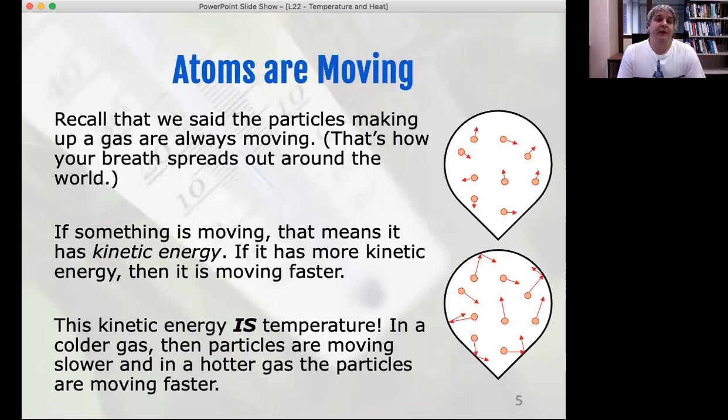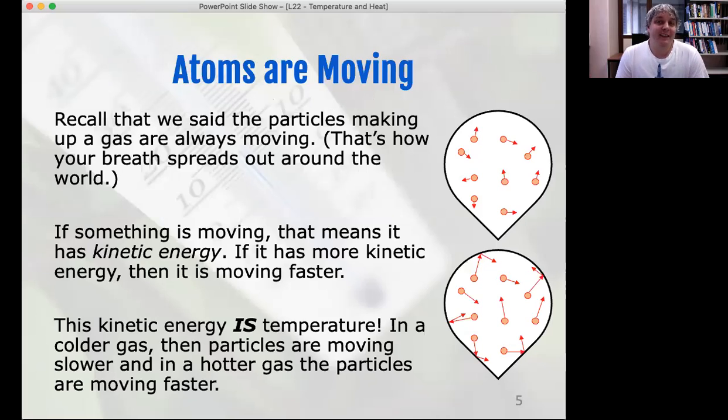Recall that we said particles are moving in a gas. They're flying around, they're bouncing off the walls. That's what atmospheric pressure is. That's what any kind of gas pressure is. If it's moving, that means it has kinetic energy. If it's moving faster with more kinetic energy, then it will provide more collisions.